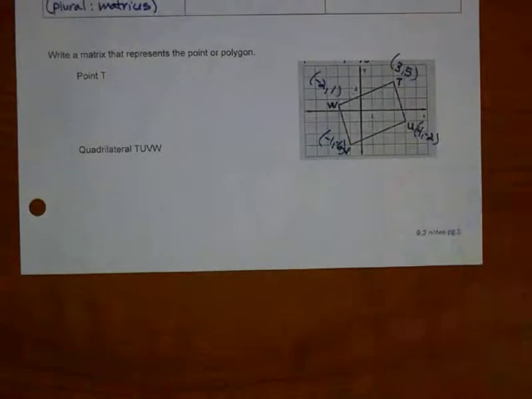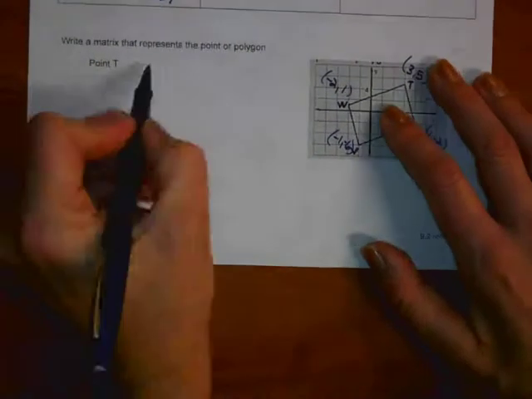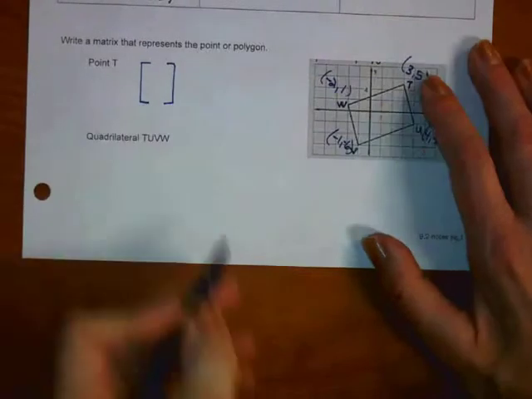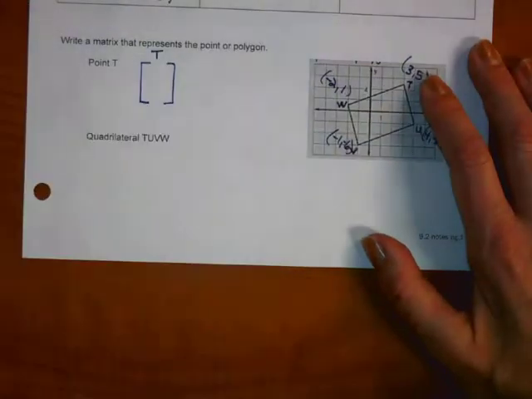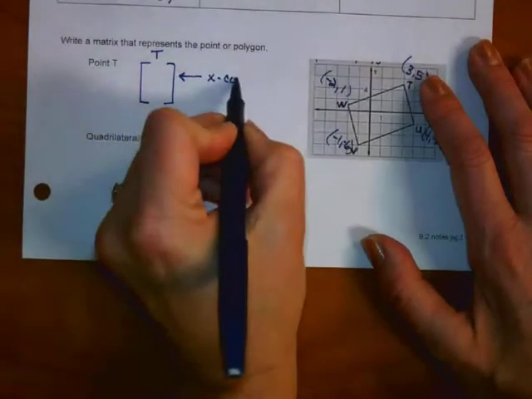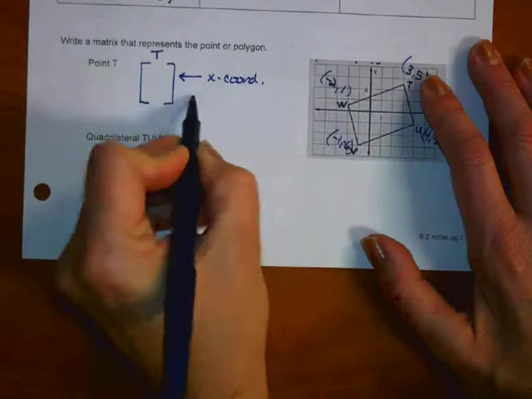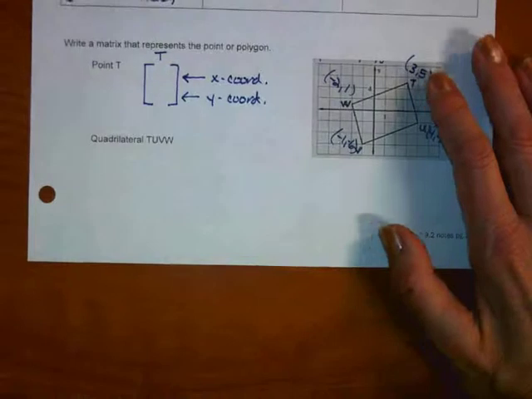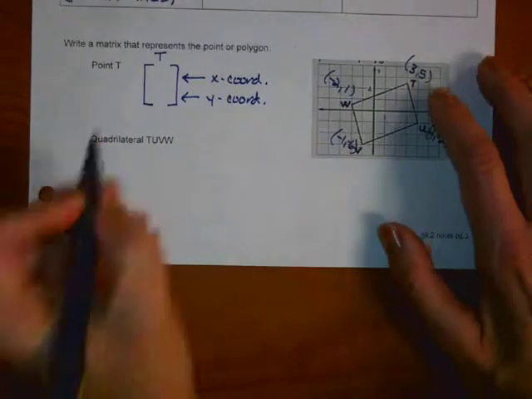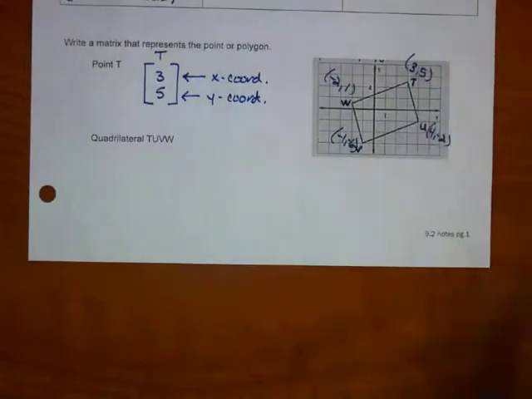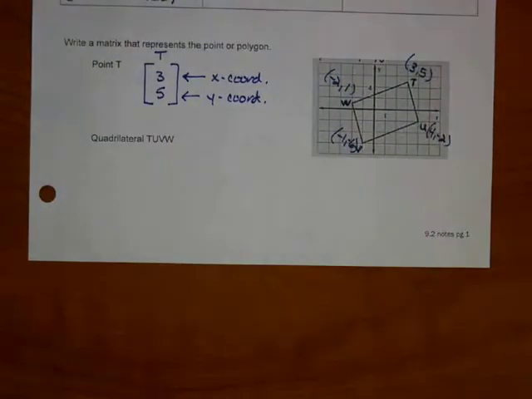Okay. So to write a matrix for a point, it looks like this. So you make these really long brackets, and this is going to represent point T. And in the first row, you put the x coordinate. In the second row, you put the y coordinate. So the matrix that represents point T would be what? 3, 5. That's it. Okay?